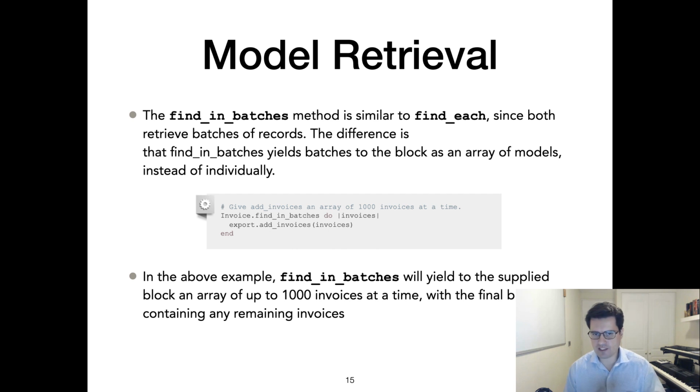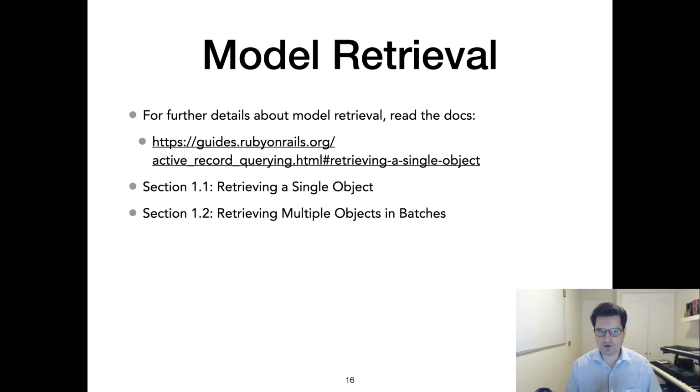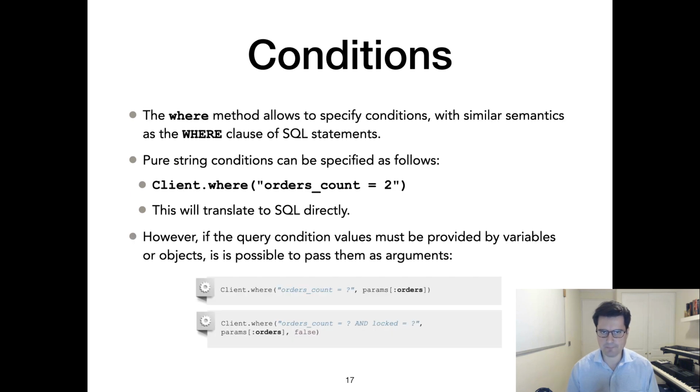In the case of finding batches, it will basically give you an array with 1,000 invoices at a time, and then you can take that invoices variable, which will contain an array, and then you can do something to that array, right? So for further details about model retrieval, please have a look at the Ruby on Rails ActiveRecord Querying Guide, sections 1.1 and 1.2. There are other subtleties I'm not covering here for the sake of time.